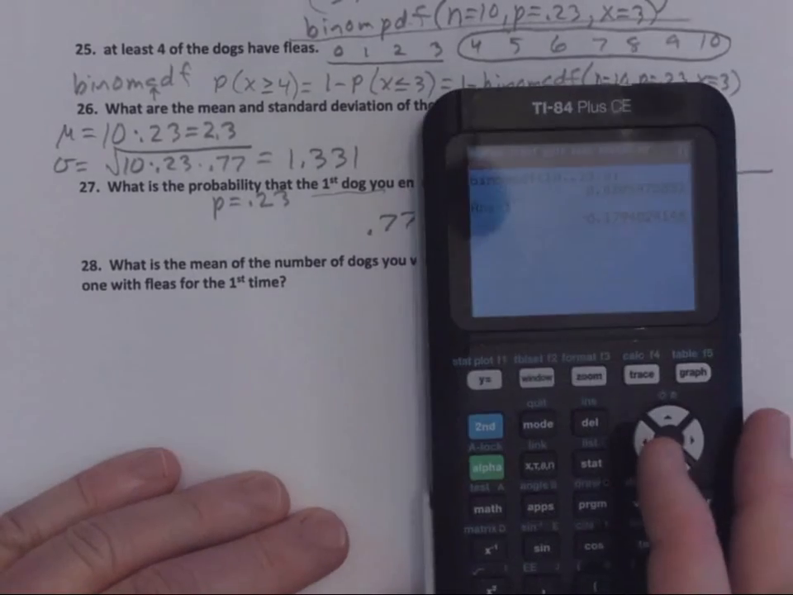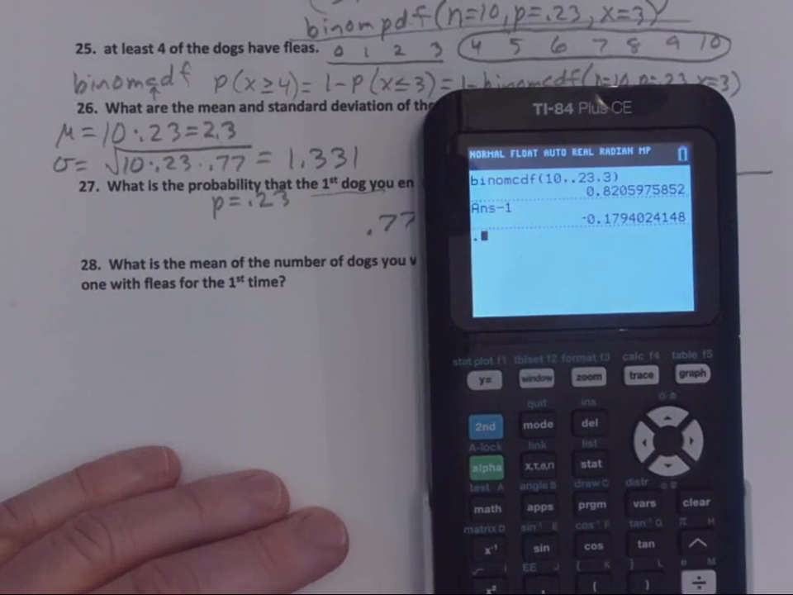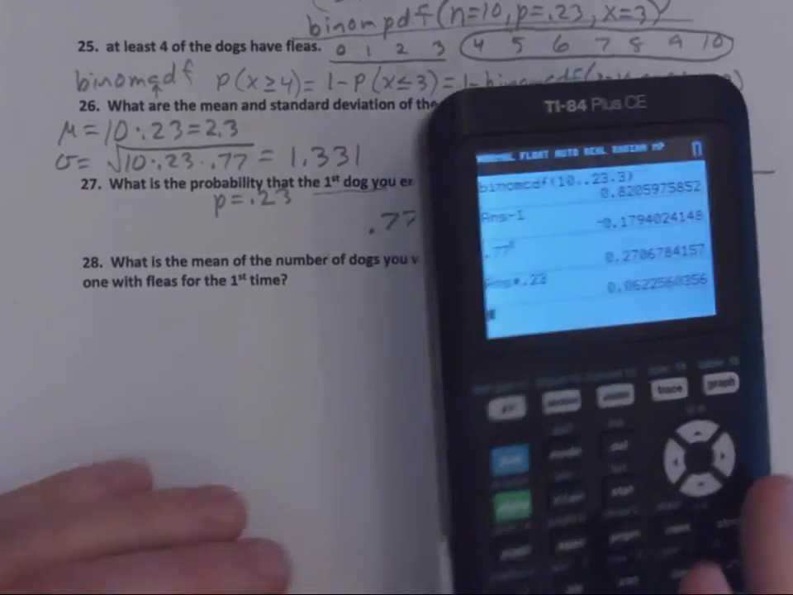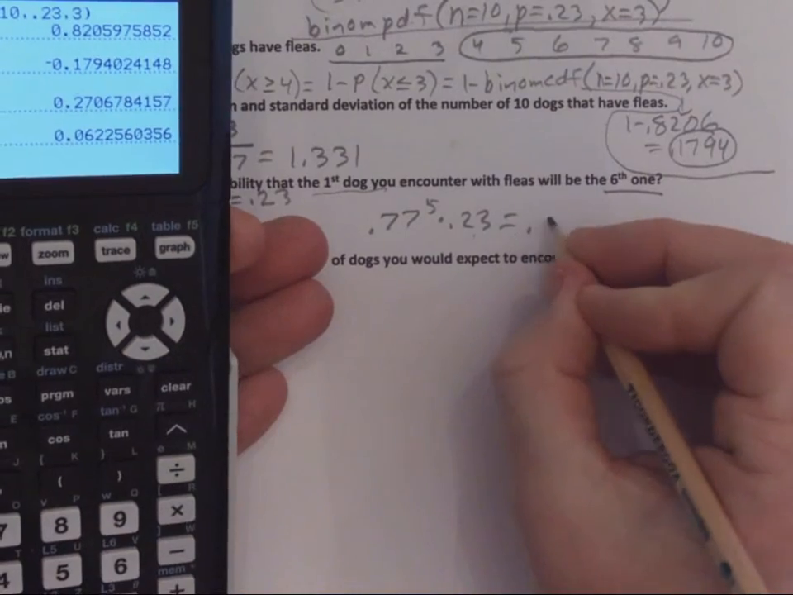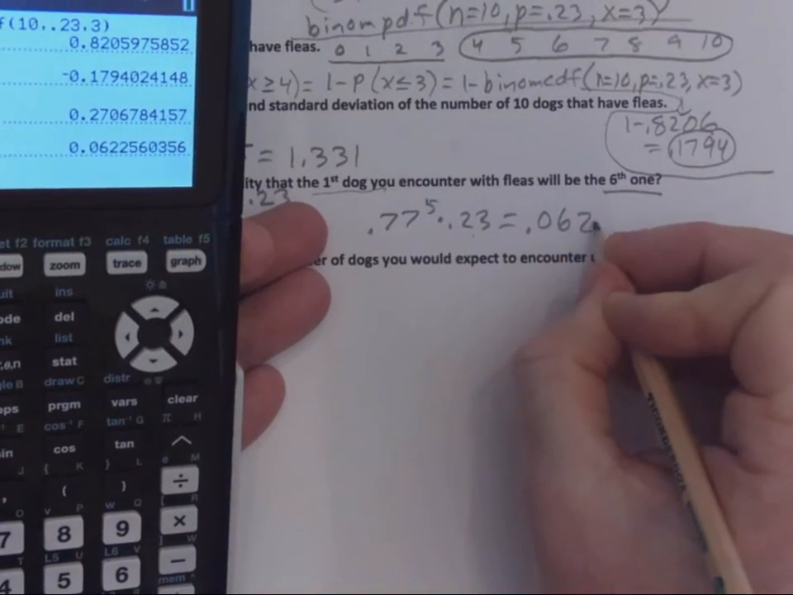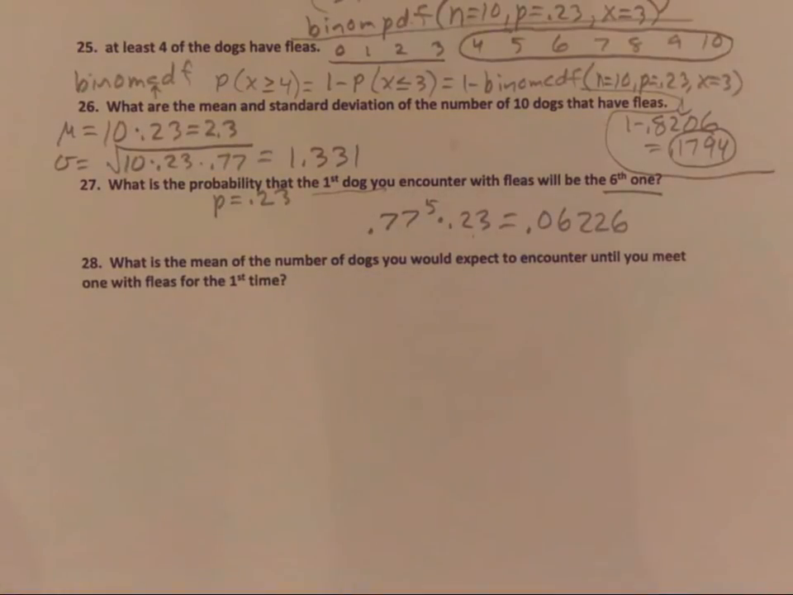And so let's see what that is. We'll go 0.77 to the power of 5, and then times 0.23, and so that is approximately 0.06226. So that is that.